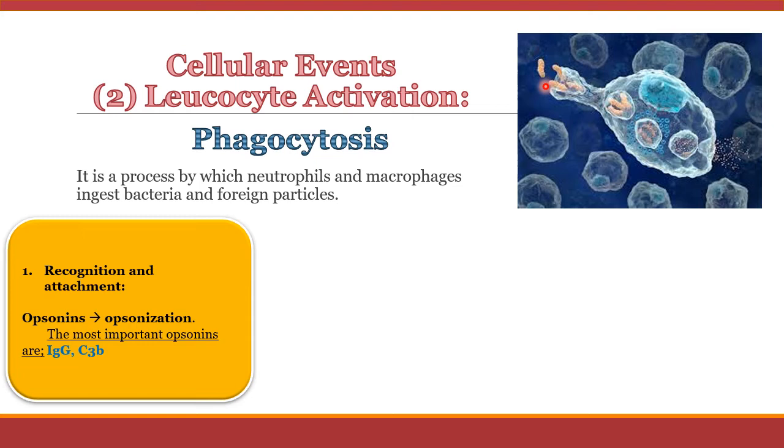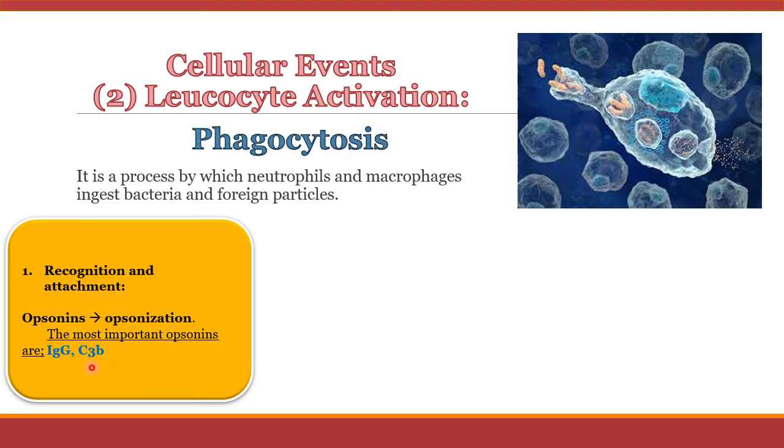These coats are going to be called opsonins. So opsonins are substances that are produced from the body that are going to coat the bacteria or the harmful substance in the process called opsonization. So what are the different opsonins that we know? We know famous opsonins like some immunoglobulins, like immunoglobulin G, and a complement component called C3b.